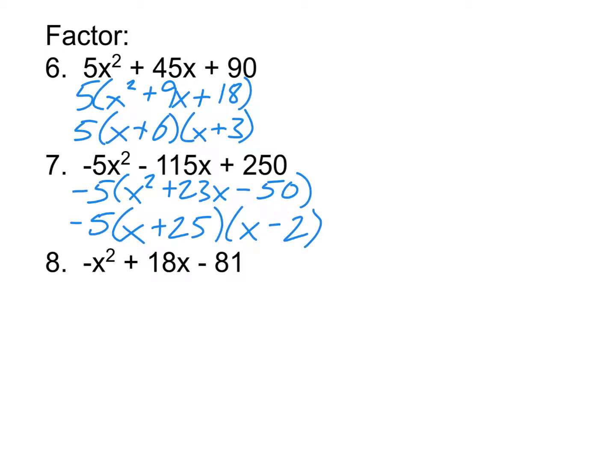All right, and finally, for number 8, we're going to factor out a negative 1. But remember, I don't really want to write negative 1. I'm just going to write negative parentheses. And we flip all the signs. So x squared minus 18x plus 81. That's an 18, not an 81.